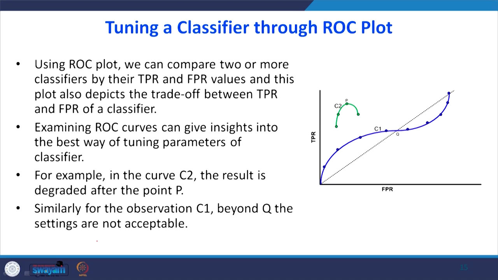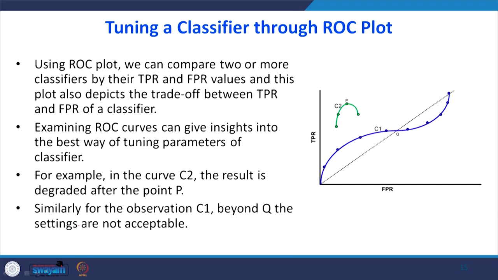Examining ROC curves can give insight into the best way of tuning the parameter of a classifier. For example, in this curve C2, the result is degraded after the point P. You see that in C2, the true positive rate is increasing, but after point P the true positive rate is decreasing, with no much decrease in the false positive rate.